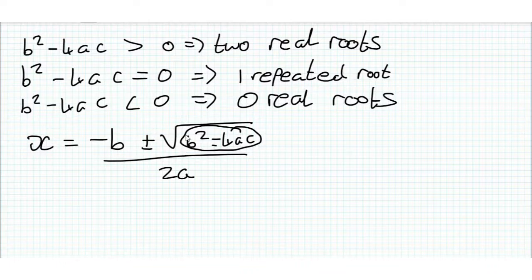Alright, when this is 0, well, the positive and negative square root of 0 is 0, so they're identical. And when this is negative, you don't get any real solutions to the square root, so you don't get any real solutions to the whole equation.